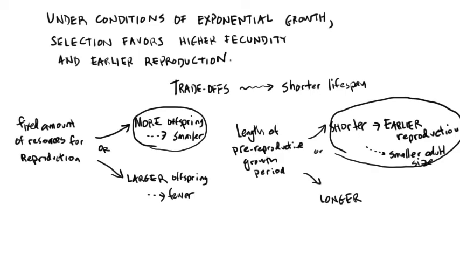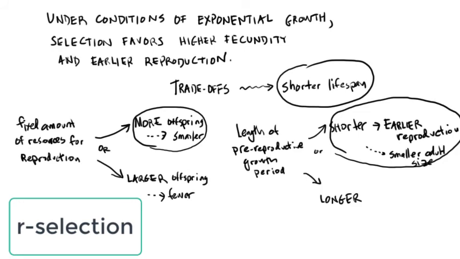Now think about this. If life under conditions of exponential growth were driving the evolution of a population, you would expect that evolution would take the direction towards shorter lifespans, smaller babies, and also smaller adults. This actually has a name. We call it r-selection, and the organisms with these life history traits are called r-strategists.